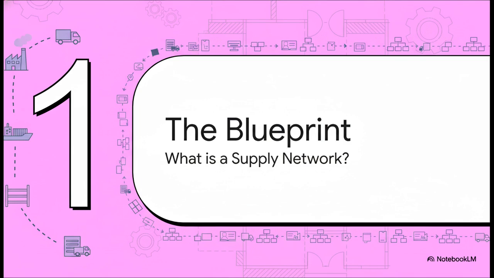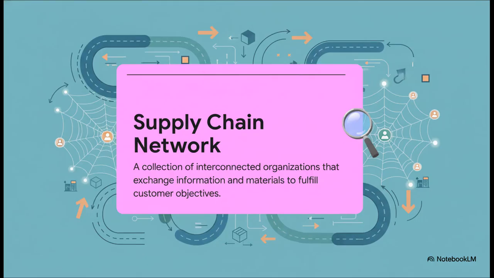We have to lay the foundation. So, what is a supply network, really? Getting this definition down is pretty much step one for any solid exam answer. Okay, so here's the crucial point. A network is so much more than a simple straight line, right? The key words you want to remember are interconnected and exchange. It's this dynamic web where information flows both ways, not just materials. So yeah, think less like a chain and more like a spider's web.